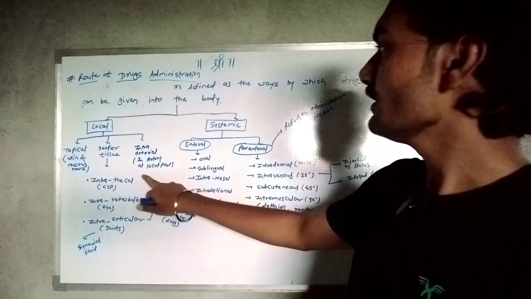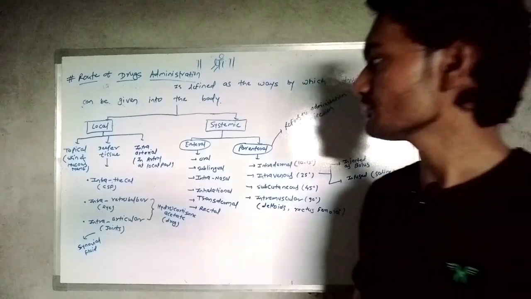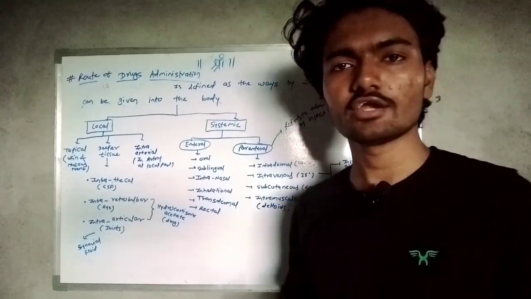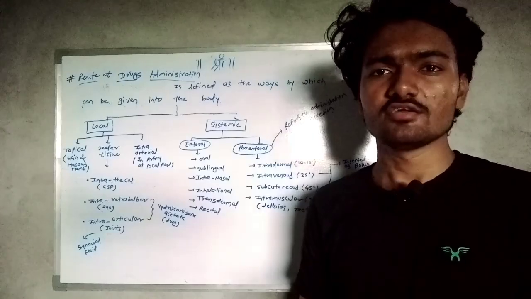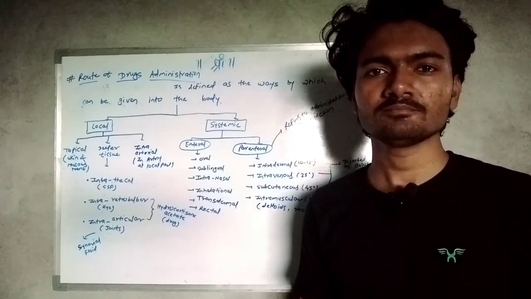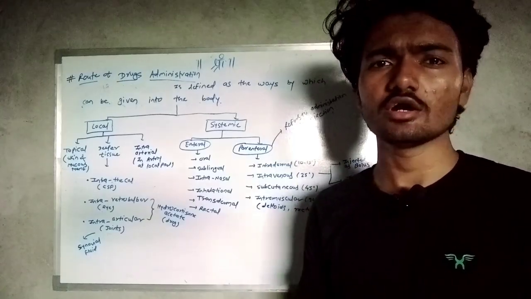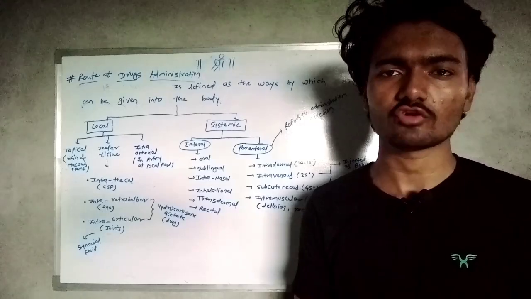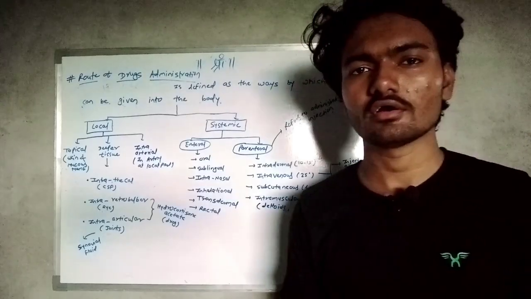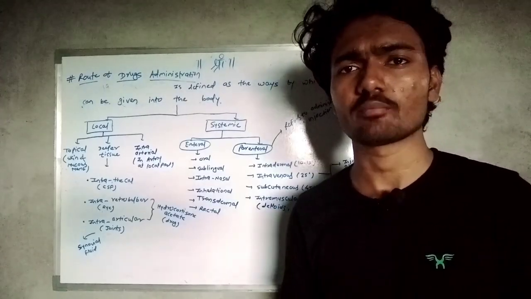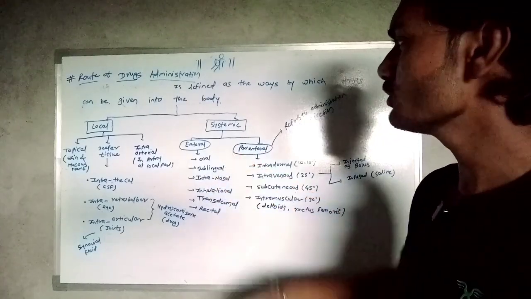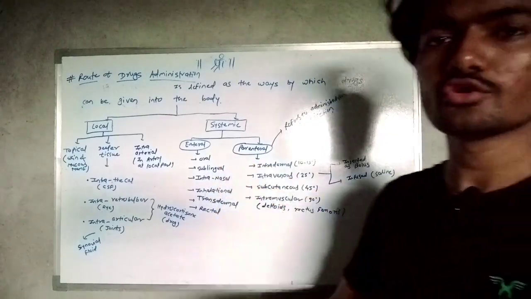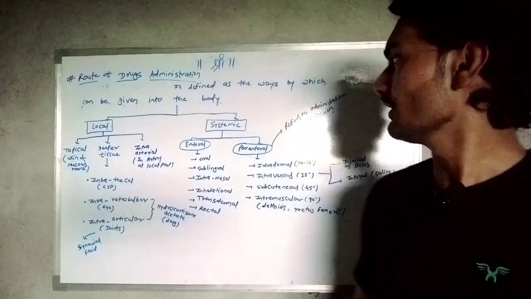And the third one is the intraarterial. In the intraarterial, the drug can be given in an artery at the local part. An artery is defined as the vessel in which oxygenated blood from the heart is provided to the various body organs or parts. And the second is the systemic route. Systemic route is again classified into two types: enteral and parenteral.